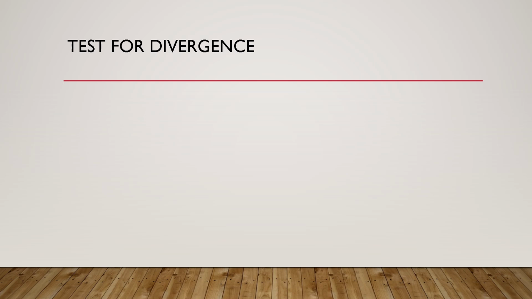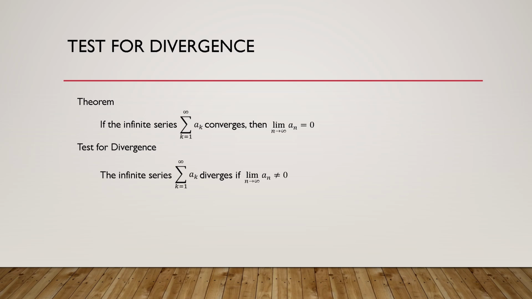As a test for divergence, the following theorem holds. If the infinite series from k equals 1 to infinity of a sub k converges, then the limit as n approaches infinity of a sub n equals 0. The test for divergence then follows. The infinite series from k equals 1 to infinity of a sub k diverges if the limit as n approaches infinity of a sub n is not equal to 0.